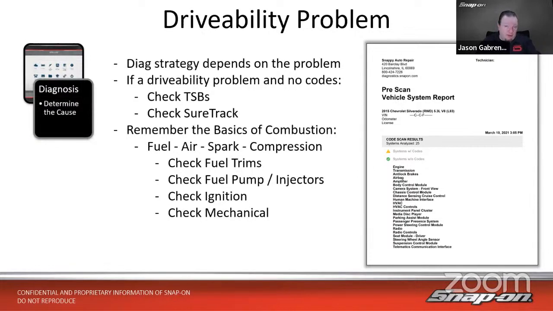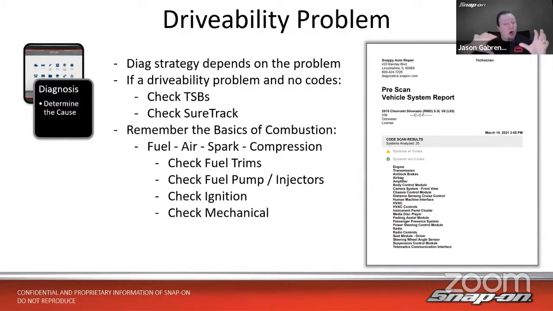Once we've determined the problem, your diag strategy is going to depend on what the problem is. If I have a code, it's going to be one thing. If I don't have a code, it's going to be another thing. If it's a drivability problem and I have no codes, well, first off, we're going to want to check TSBs. We're going to want to check SureTrack or other experience-based information. And then, of course, we want to remember, if it is a drivability problem in this example, the basics of combustion: we need to have fuel, air, spark, and compression. If I'm missing any of those things, the vehicle is not going to run correctly.